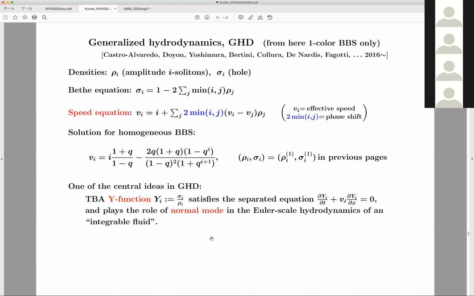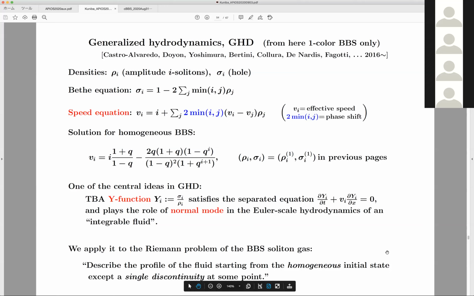I'm not going to explain the basic setup in detail, but this is a general philosophy or key observation in the development of GHD, from my personal point of view. Anyway, we apply this idea to the Riemann problem of the BBS soliton gas. More concretely, describe the profile of the BBS soliton gas, starting from the homogeneous initial state, except for a single discontinuity at some point.